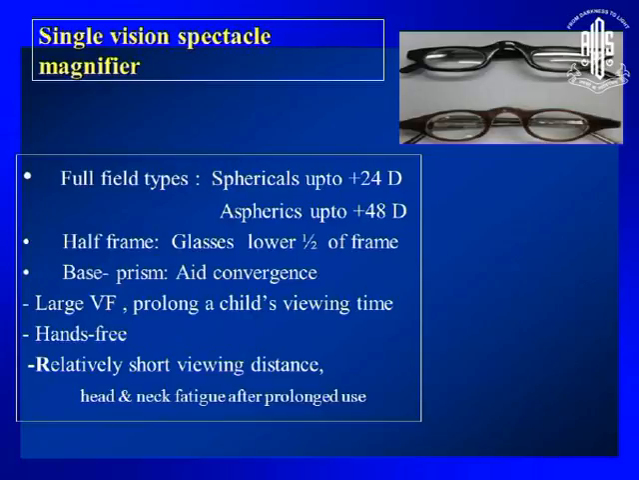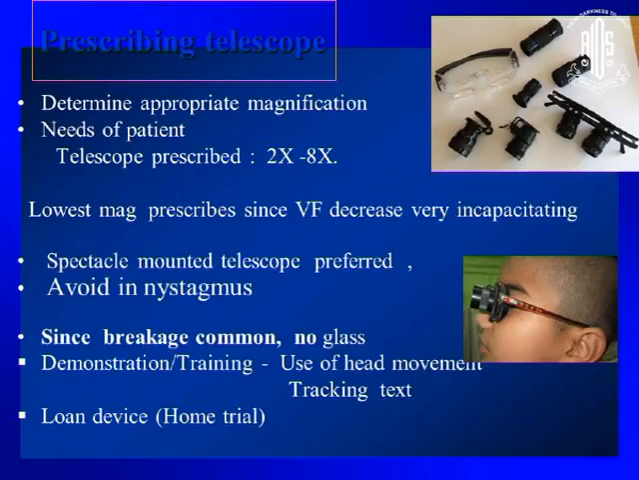These are called Bayesian prisms that aid the convergence, and it's hands free. There is a relatively shorter working distance for them. You have sphericals up to 24 diopters and aspherics up to 48 diopters. These are half-eye frames. And the next one will be for the distant vision, you have the telescopes. So you have a range of telescopes from 2x to 8x. But generally, I don't prescribe higher powers because the field is restricted.